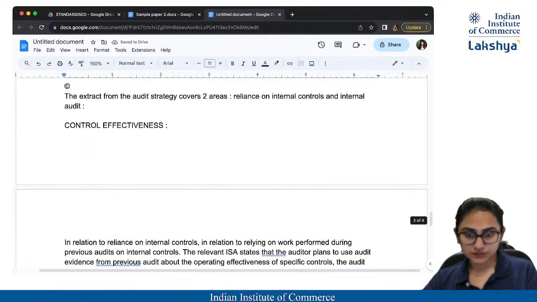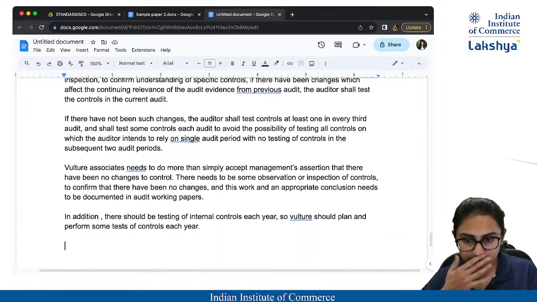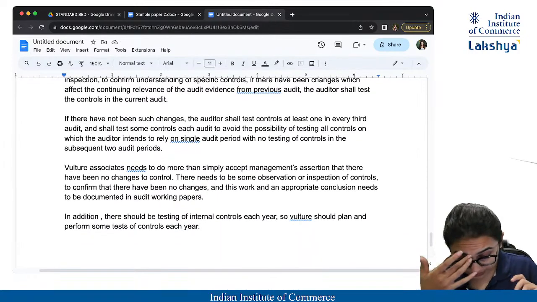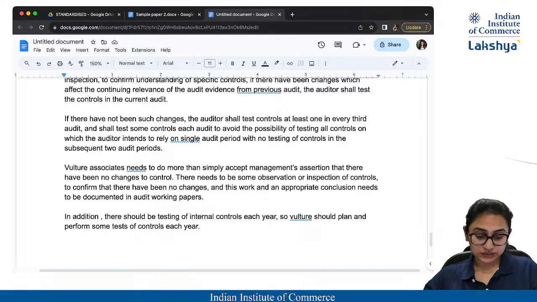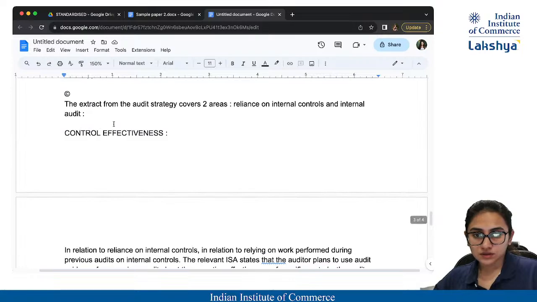This is the explanation for control effectiveness. You can add one more point saying that the group audit team should discuss the issue with Vulture Associates to ensure that adequate control testing is performed. So that's with the C part.